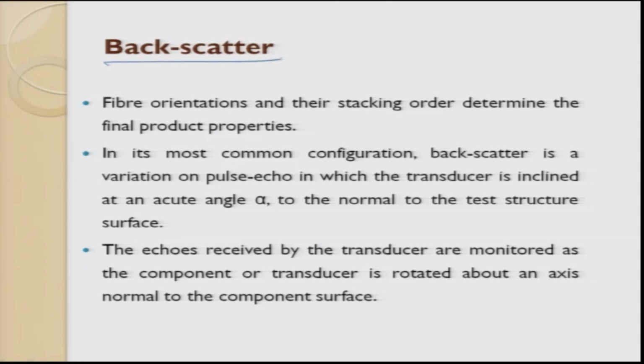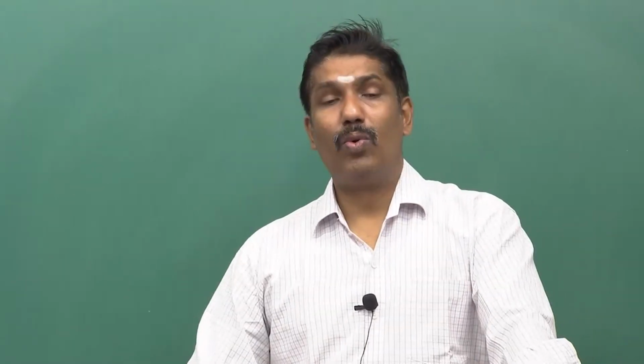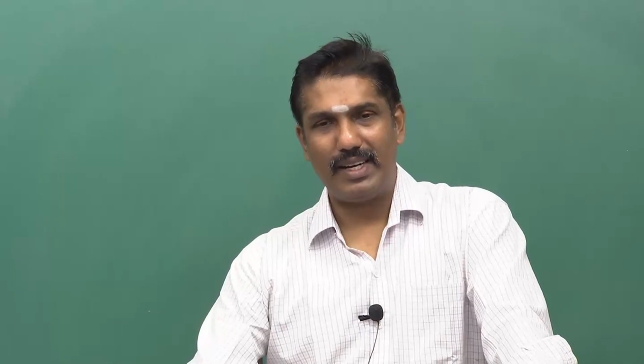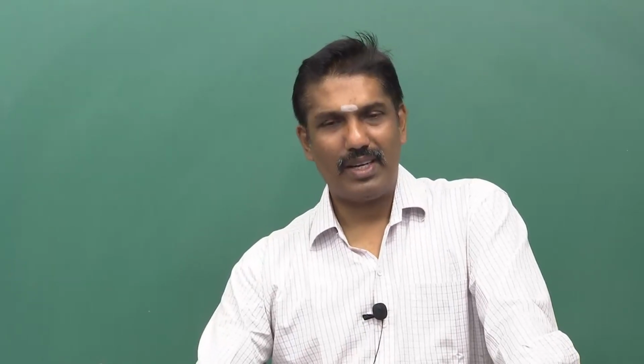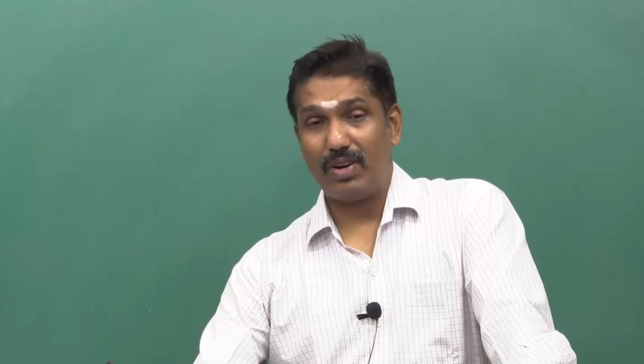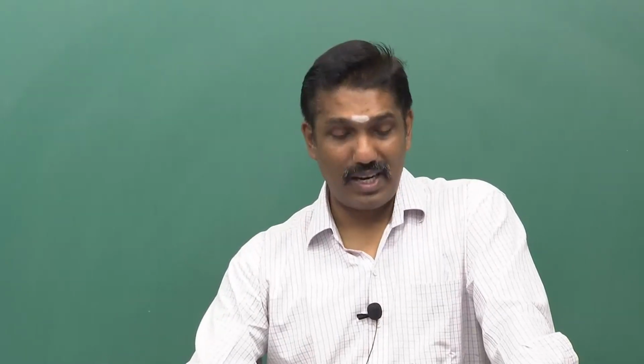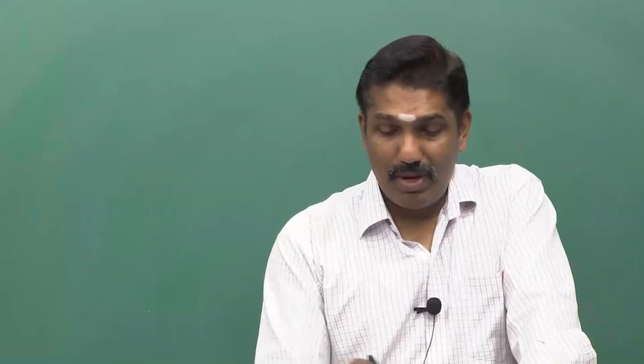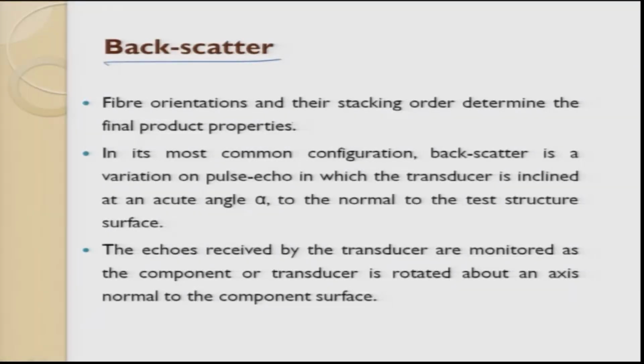There is something called backscatter. If you are very much interested in the orientation of the fiber, we were talking about the orientation of the fiber, for example, 0 degrees, 45 degrees, 90 degrees, did we place it according to that? And if we place it according to that, and there is a defect between the two laminates, how do we find it out? That is done by this backscatter. So, the fiber orientation and the stacking order can determine the final property of the product. The most common configuration is backscatter.